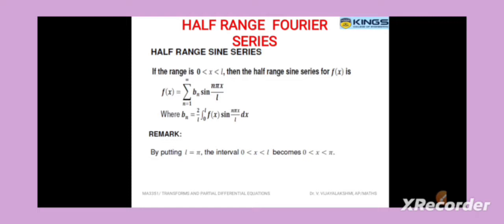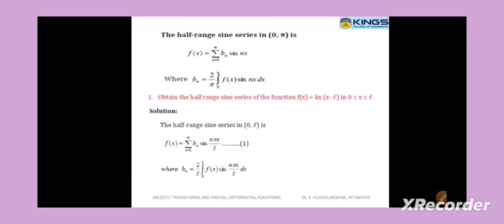Here the value of bn is found by using another formula: bn equal to 2 by L integral 0 to L f of x sine n pi x by L dx. In this formula, if we replace L by pi, then we will get one more formula, that is the half-range Fourier sine series in the interval 0 to pi, given by f of x equal to summation n equal to 1 to infinity bn sine nx, and the value of bn is 2 by pi integral 0 to pi f of x sine nx dx.